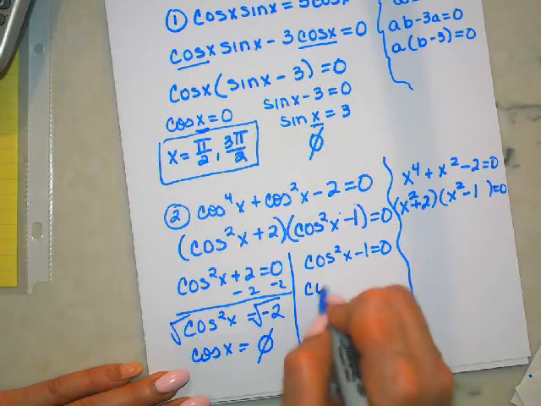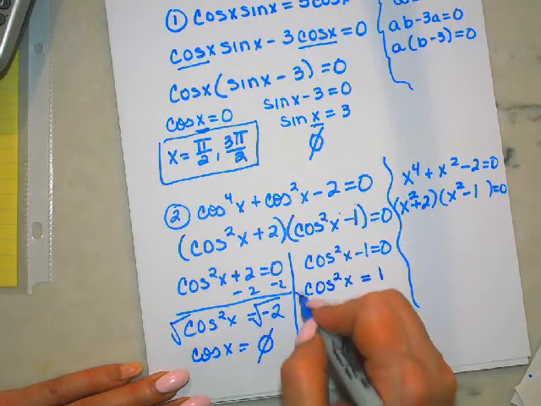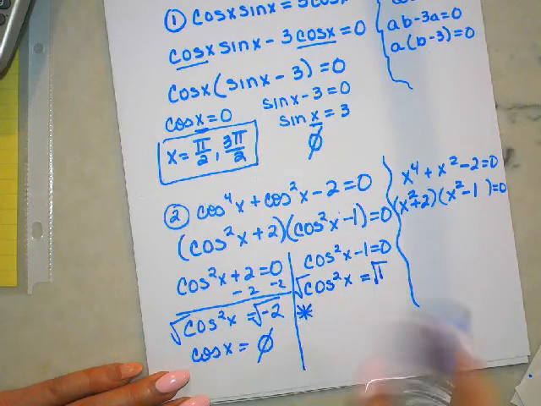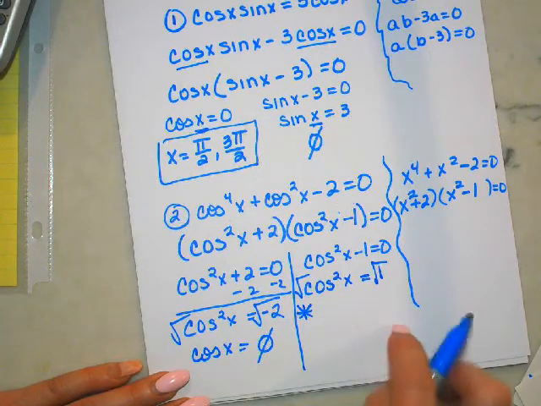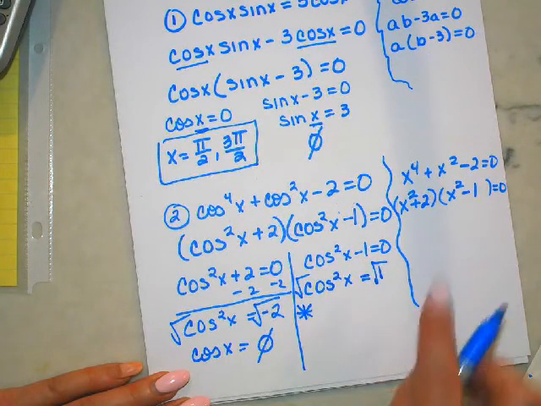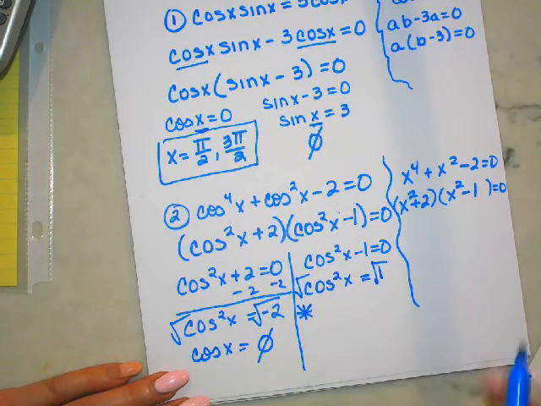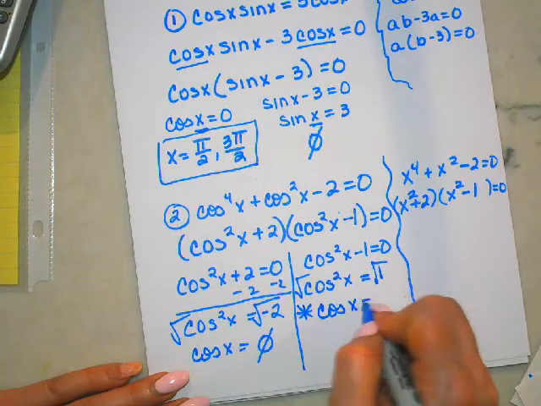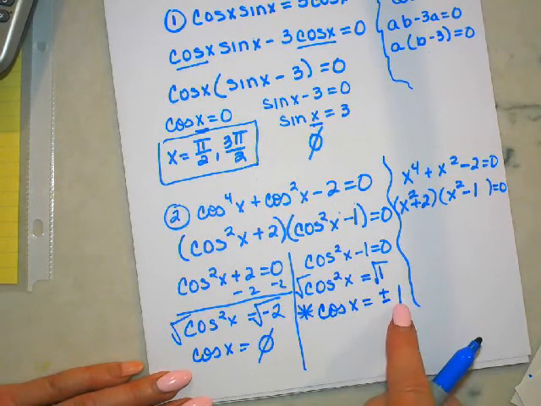Let's try this one. Cosine squared x equals 1. Square root, square root. Guys, what you need to remember, this is very important. When you square root anything, it's going to be plus and minus. That's going to be important when you're looking for your angles, because now you have a positive value and a negative value, which means you're going to look in all the quadrants for it. Cosine x equals plus or minus 1.